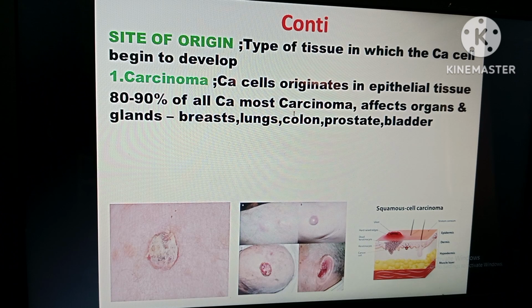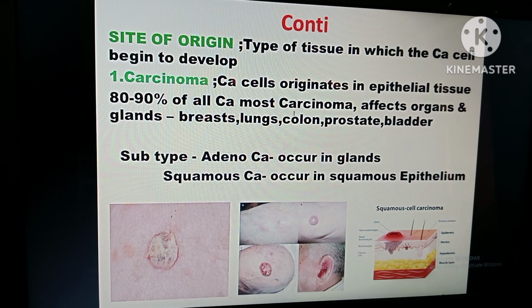It mainly affects organs and glands. Glands are tube-like structures which produce a secretion or a hormone. Especially, carcinoma will occur in the breast, lungs, colon, prostate and bladder. So what is the main function of epithelial tissue? It covers the entire body, especially the skin as well as internal organs. That's why 80 to 90% of cancers are carcinomas only. The subtype adenocarcinoma occurs in glands, such as breast, lungs, colon, prostate. Squamous cancer occurs in squamous epithelium cells.